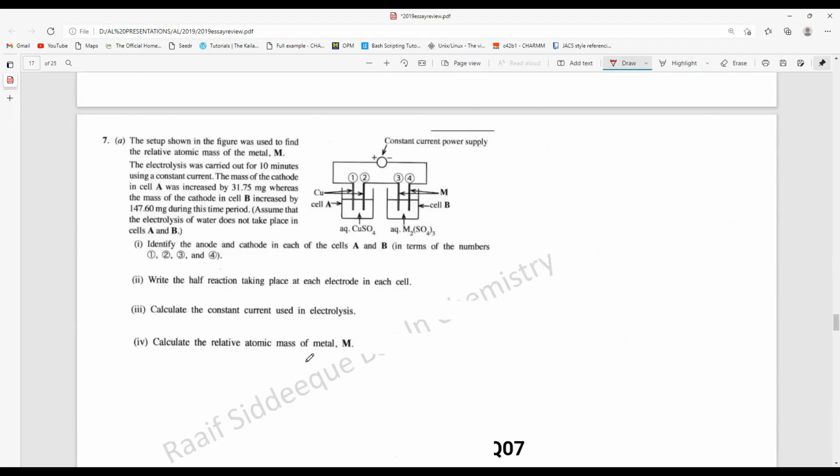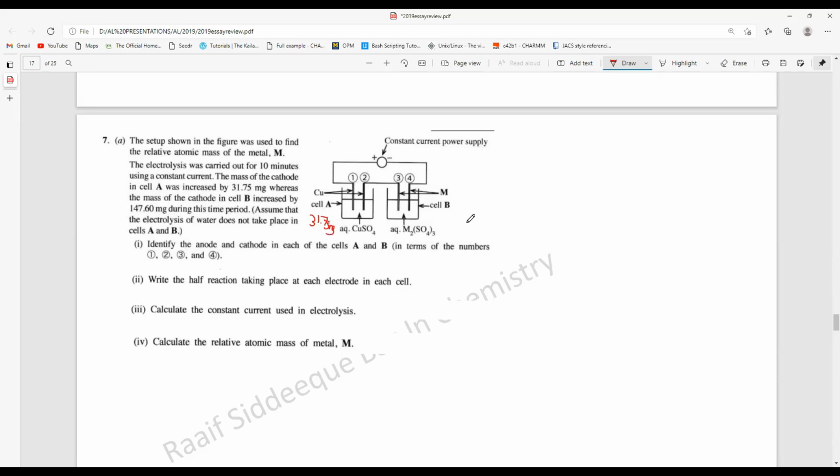The setup shown in the figure was to find the relative atomic mass of M. Okay, there is M here. The electrolysis was carried out for 10 minutes using a constant current. The mass of the cathode in cell A increased by 31.75 milligrams.